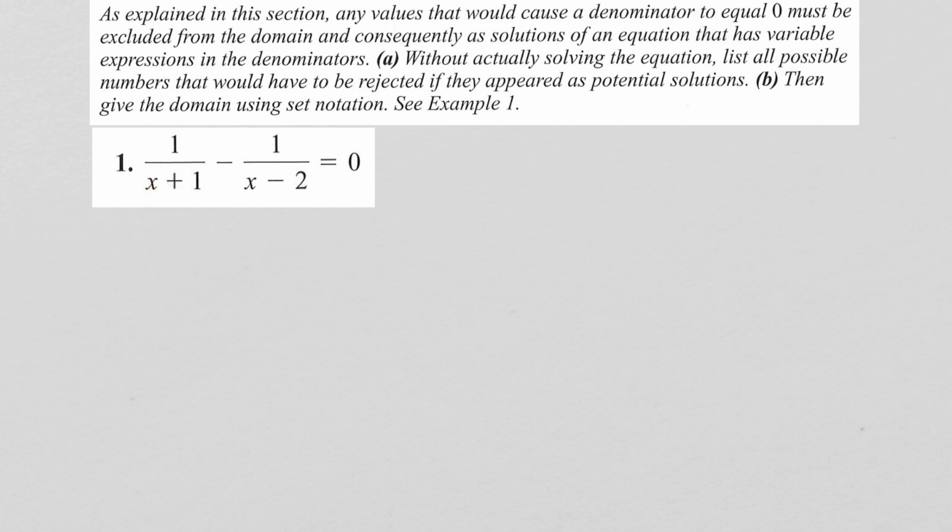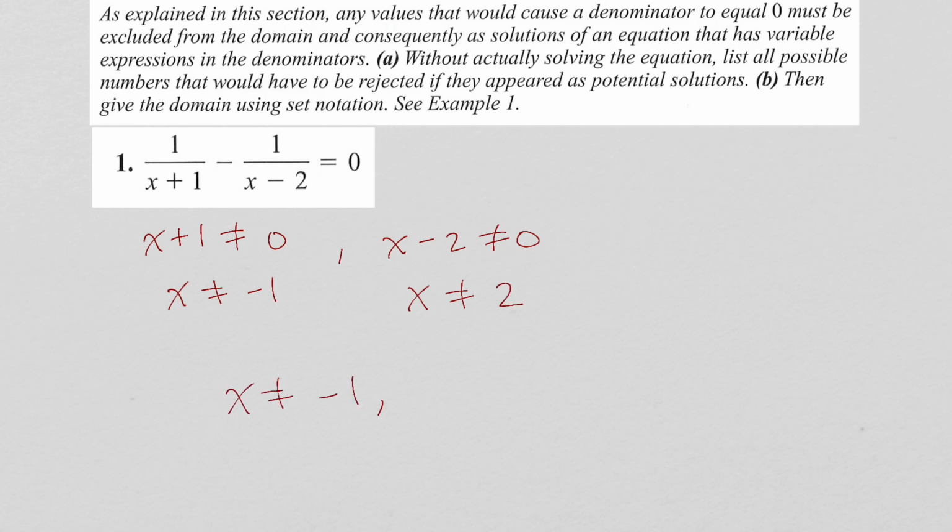So we have x plus 1 cannot be equal to 0, and x minus 2 cannot be equal to 0. This says that x cannot equal negative 1. This says that x cannot equal positive 2. So x could not be equal to negative 1 and positive 2. Now, there's a shortcut. It's always the opposite of this number over the coefficient. So negative 1 over 1 and positive 2 over 1.